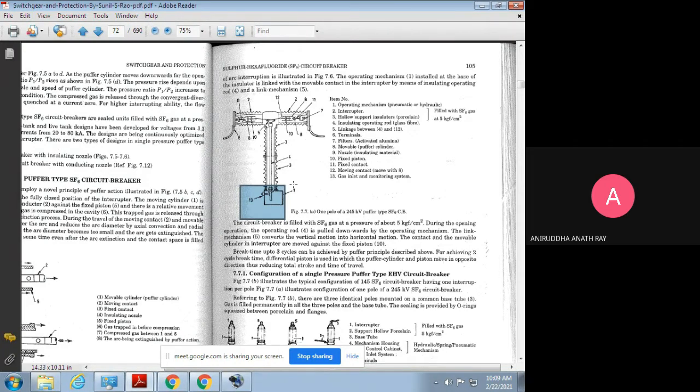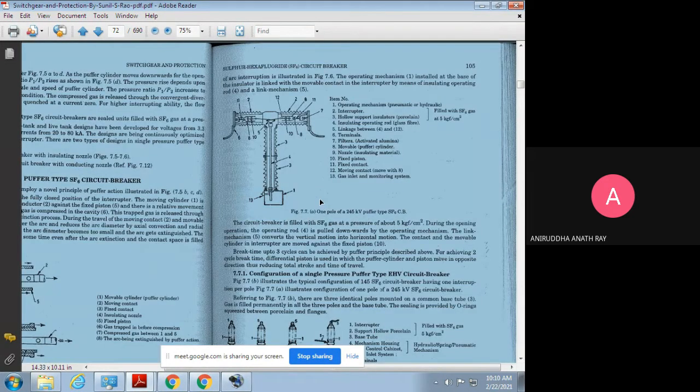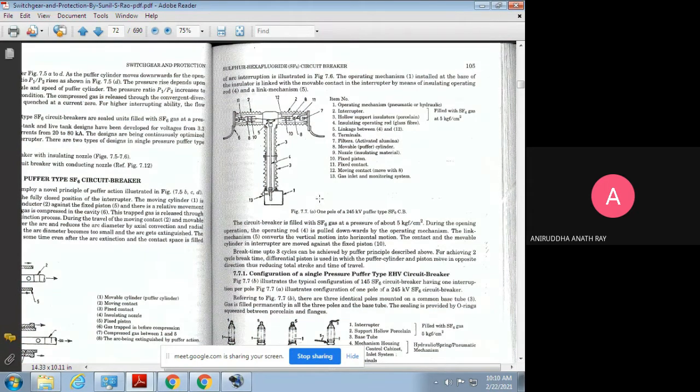One more thing, students, you need not learn this complex diagram. You can just try to visualize it in short. For example, this is the operating mechanism, this is the hollow support insulator, and these are the interrupter units. The operating mechanism, a box-like structure installed at the base of the insulator, is linked with the movable contact in the interrupter by means of an insulating operating rod.